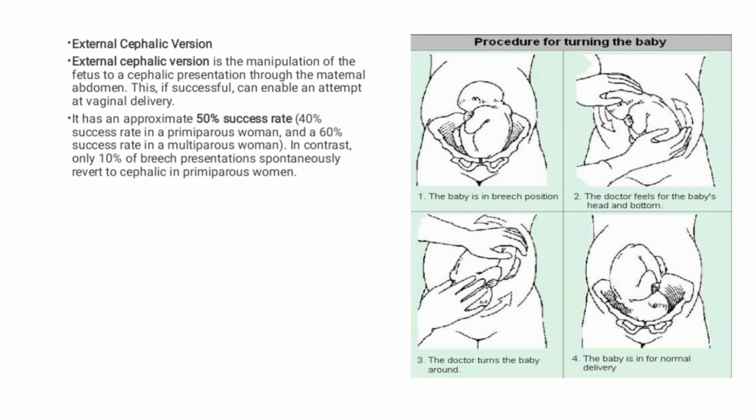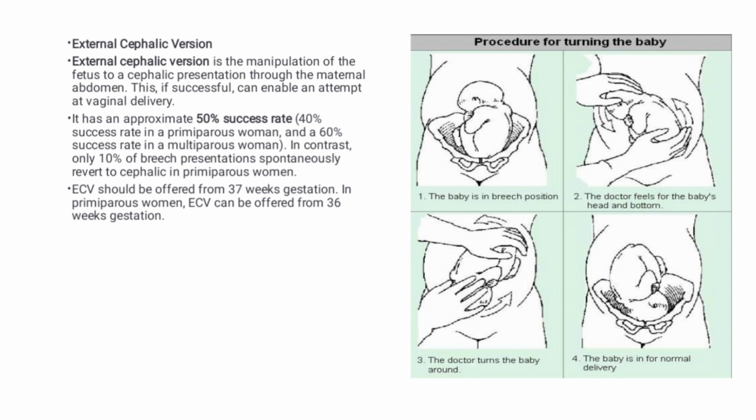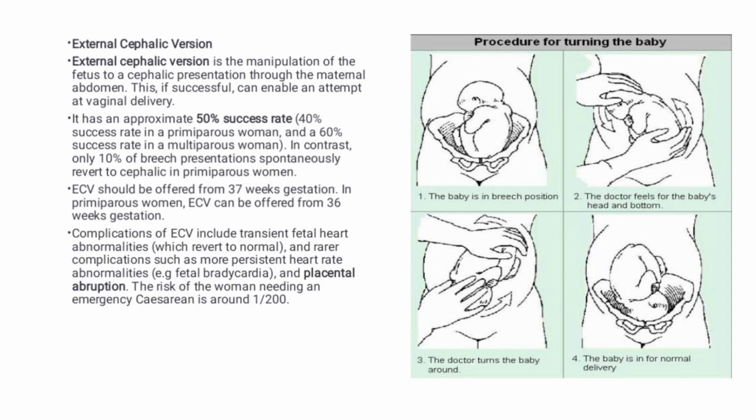in primiparous women. Then ECV, which is external cephalic version, should be offered from 37 weeks in primiparous women. ECV can be offered from 36 weeks' gestation in multiparous women. In terms of complications, ECV includes transient fetal heart abnormalities, which revert to normal, of course, and rare complications such as persistent heart rate abnormalities, for instance fetal bradycardia, and placental abruption.